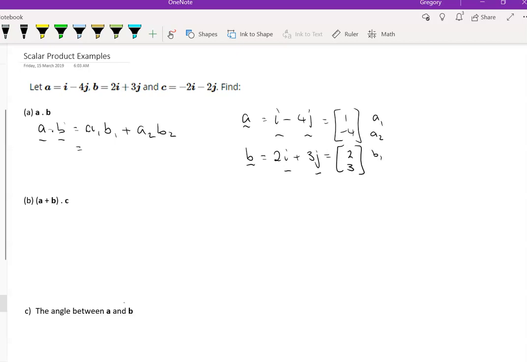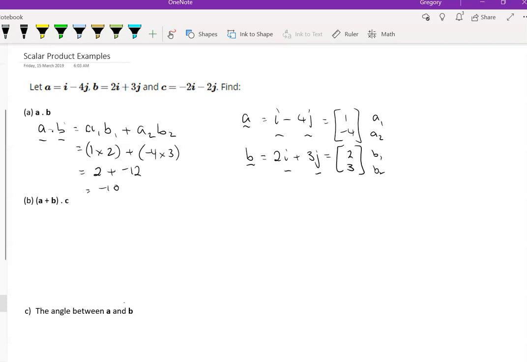So A1, A2, B1, B2. Effectively we're going to have 1 multiplied by 2 plus negative 4 multiplied by 3. So 1 times 2 is 2, negative 4 times 3 is negative 12, which gives us negative 10. So our scalar product of A dot B is negative 10.